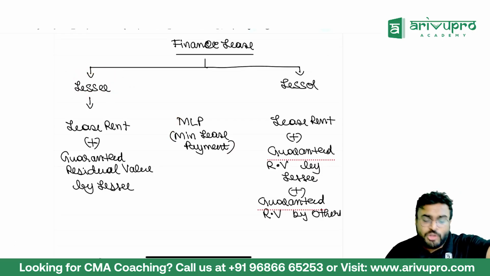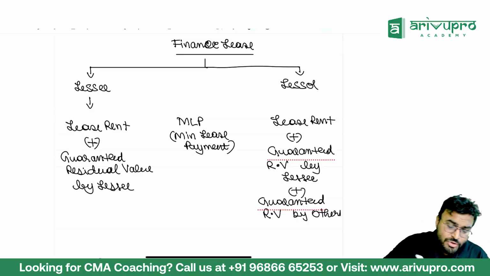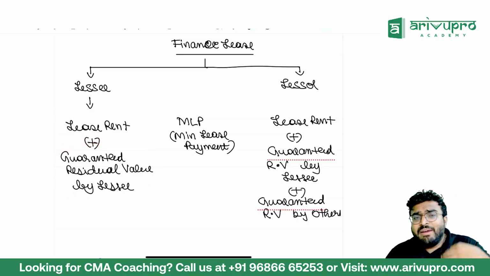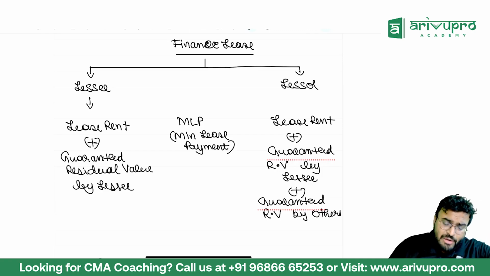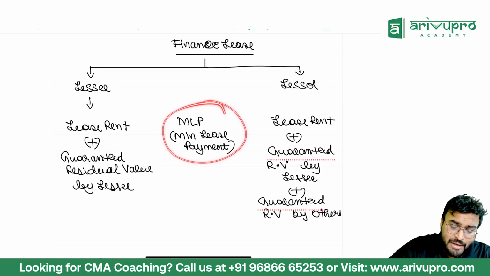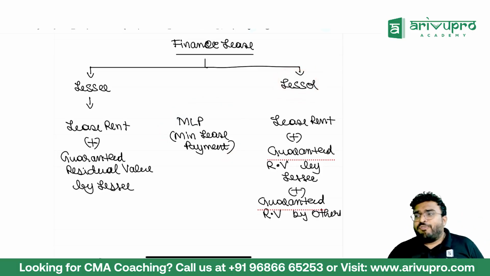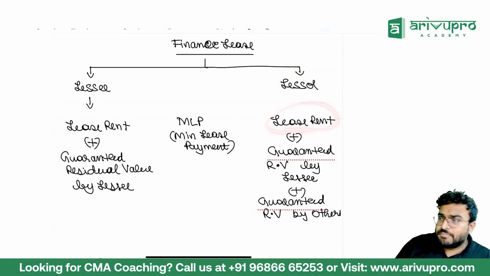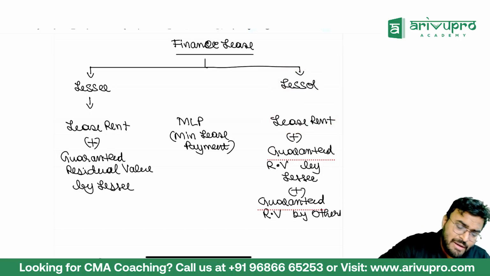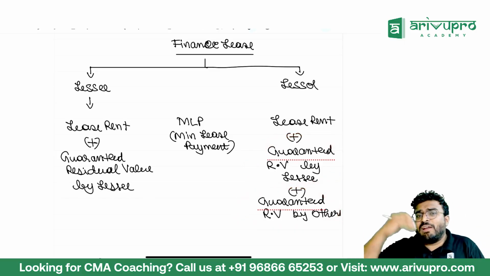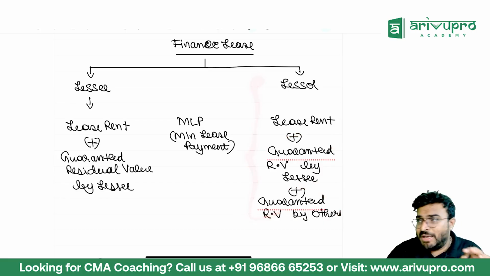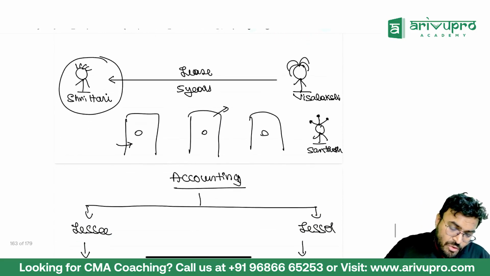Lessee, what and all he is going to give? He is going to pay the lease rent. And he told at the end of the thing, I want the asset. So, guaranteed residual value by the lessee. He agreed to give the lease payment and he agreed to give the guaranteed residual value. Both of them will be taken as minimum lease payment. For lessor, what will be the minimum lease payment? Lease rent that he is going to get plus guaranteed residual value which he is going to get from the lessee, or if he is going to get guaranteed residual value from somebody else, all this will be taken as minimum lease payment. Clear?